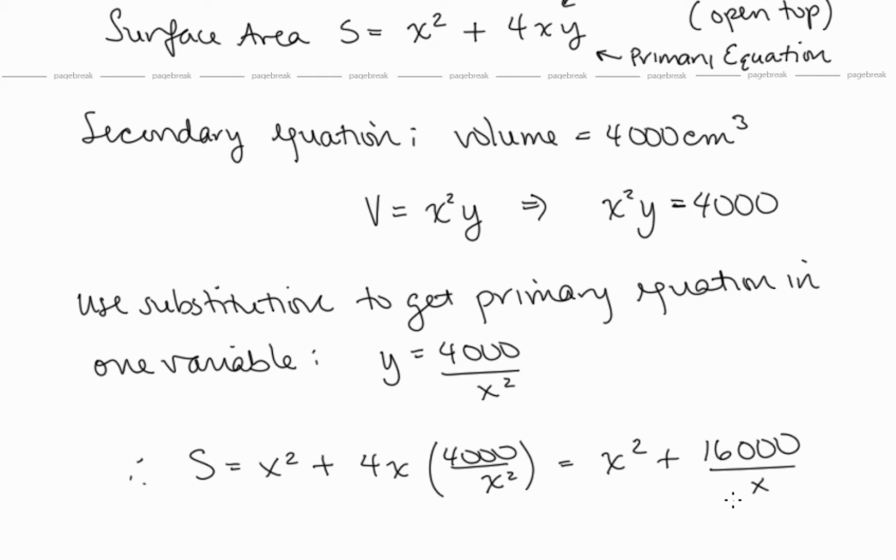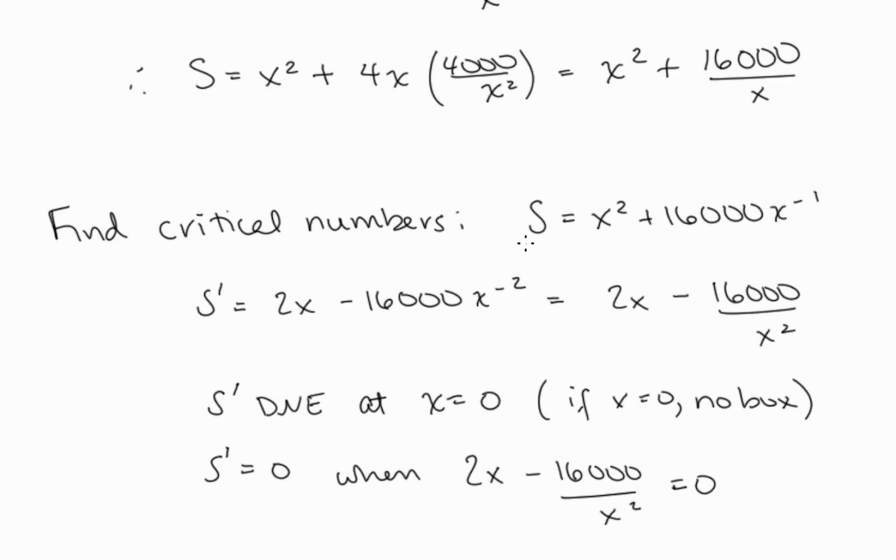And remember, we're trying to minimize this surface area. So how do we find minimums? We start by finding critical numbers. To do that, let's rewrite S as x squared plus 16,000 x to the negative 1. And so S prime is equal to 2x minus 16,000 x to the negative 2. So that's 2x minus 16,000 over x squared.